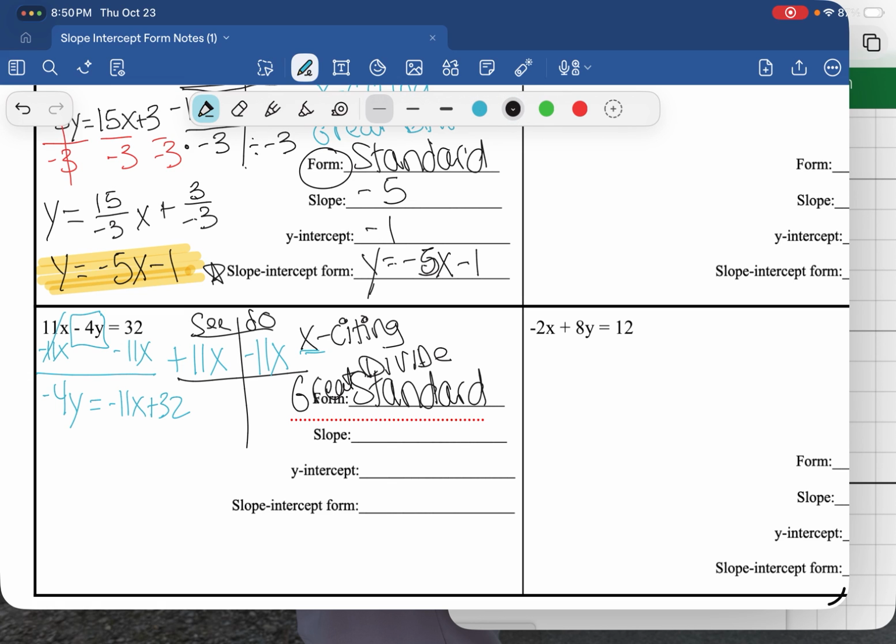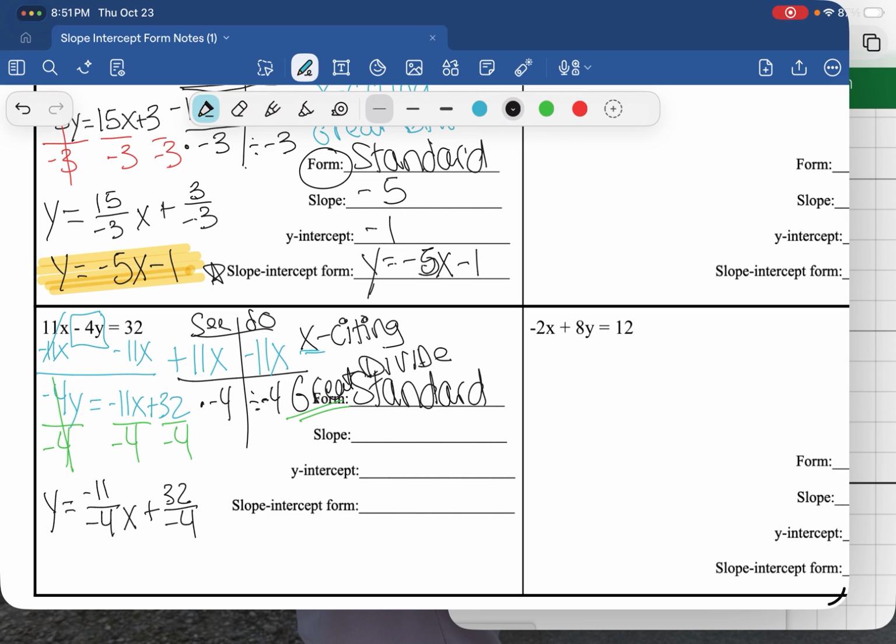And my last step is to see what's happening to y. It's being multiplied by negative 4. So I am going to divide everything by negative 4. So divide by negative 4, that cancels. Divide by negative 4 and divide by negative 4. Remember, it's called the great divide because we're dividing everything by negative 4. What do I have left? y equals negative 11 over negative 4x plus 32 over negative 4.